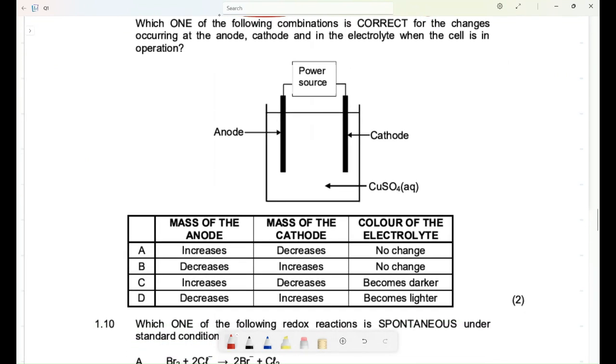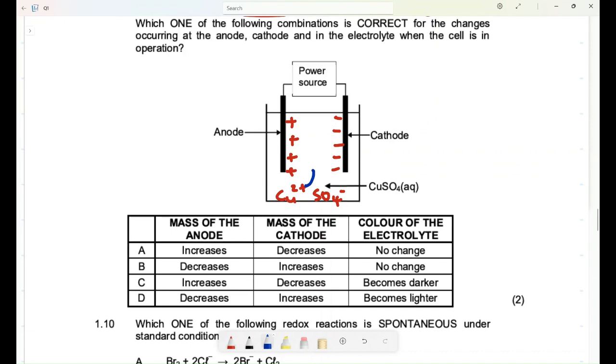Which one of the following combinations is correct for the changes occurring at the anode, cathode, and in the electrolyte when the cell is operating? So I just said this one is positive. Again, this one is negative. And here we have Cu2 plus SO4 2 minus. If we break this electrolyte, what will happen is that we want to form. Now I say we form at the cathode, so we are expecting this.